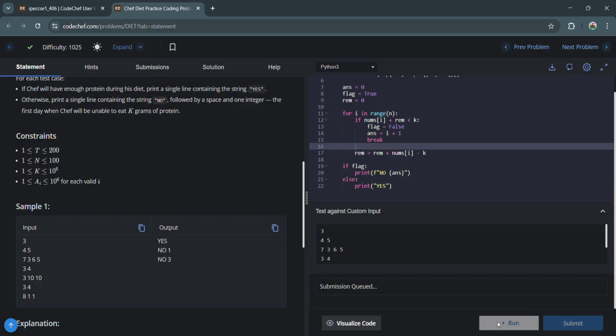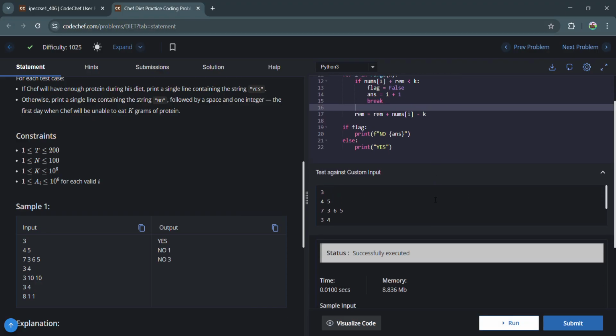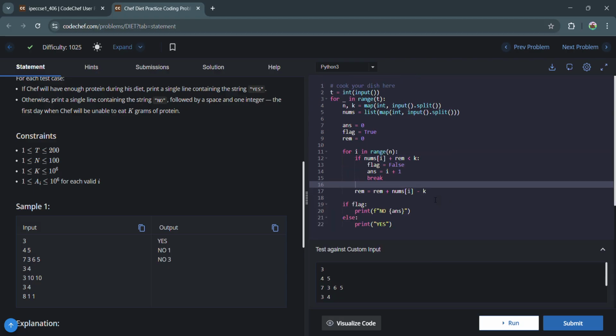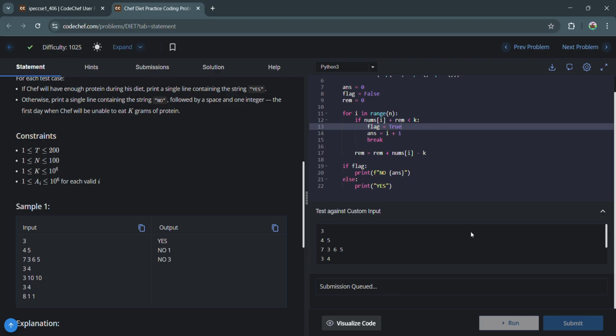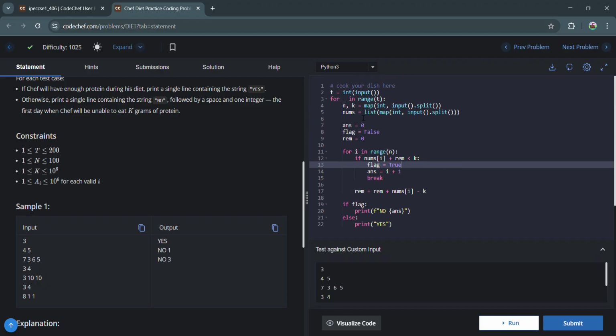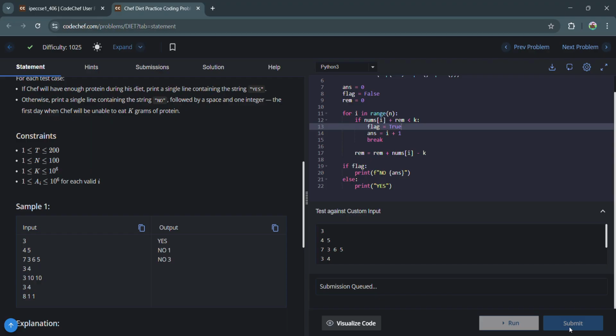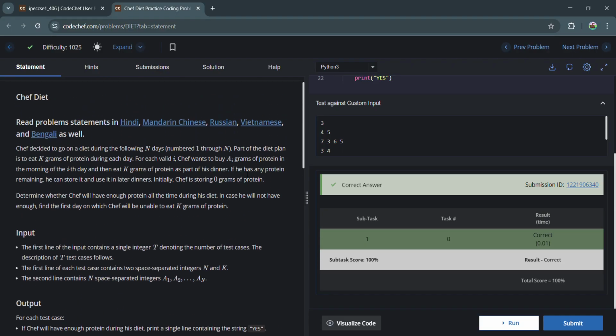Now let us run this and check if it is running fine. The condition just got reversed by me. Let us run this. Yes, it is running fine. So let us submit this and check if it is passing all the test cases or not. It is passing all the test cases, so this will complete today's video.